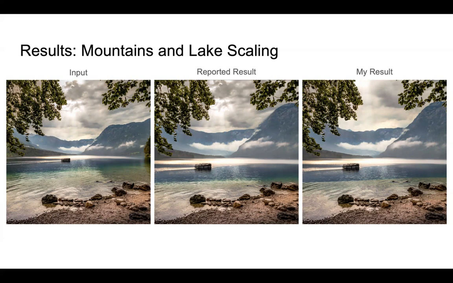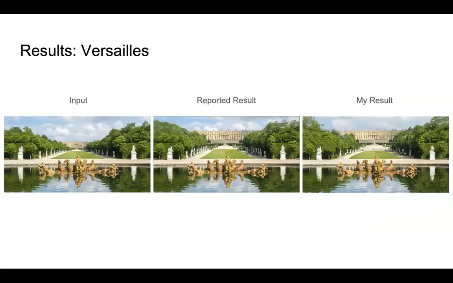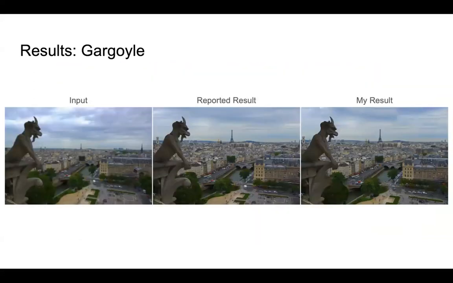Upon close inspection, there are definitely artifacts in both the ZoomShop images and my implementation images. However, the overall desired edit is achieved, and the remaining artifacts are largely due to the quality of the predicted depth map, among other things. And here are some more results. This is the Palace of Versailles. And here's a gargoyle looking over Paris.